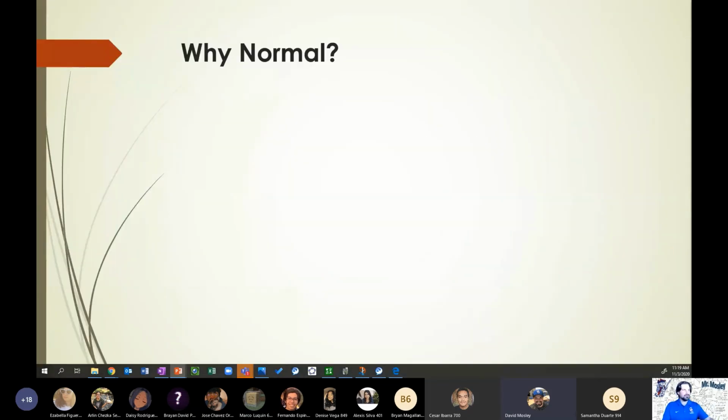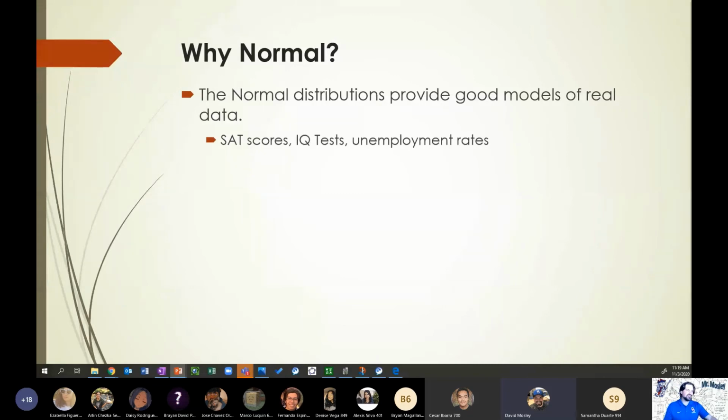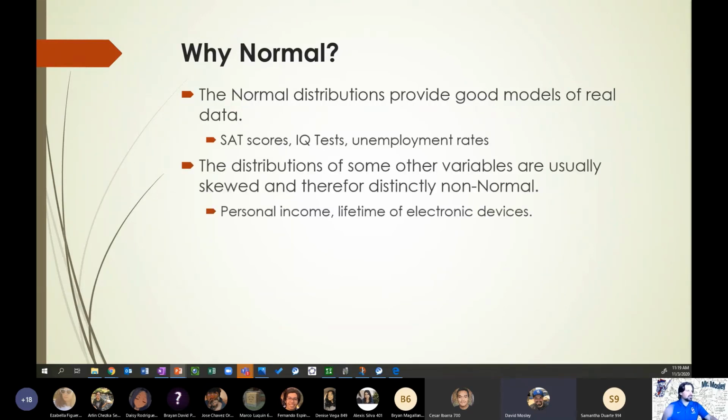Why normal? Normal distributions provide good models of real data, such as SAT scores, IQ tests, and employment rates, etc. The distributions of some other variables are usually skewed and therefore distinctly non-normal. And yes, I think I misspelled, therefore, I missed an E on there. Examples of these things are personal income, the lifetime of electronic devices, and other things.